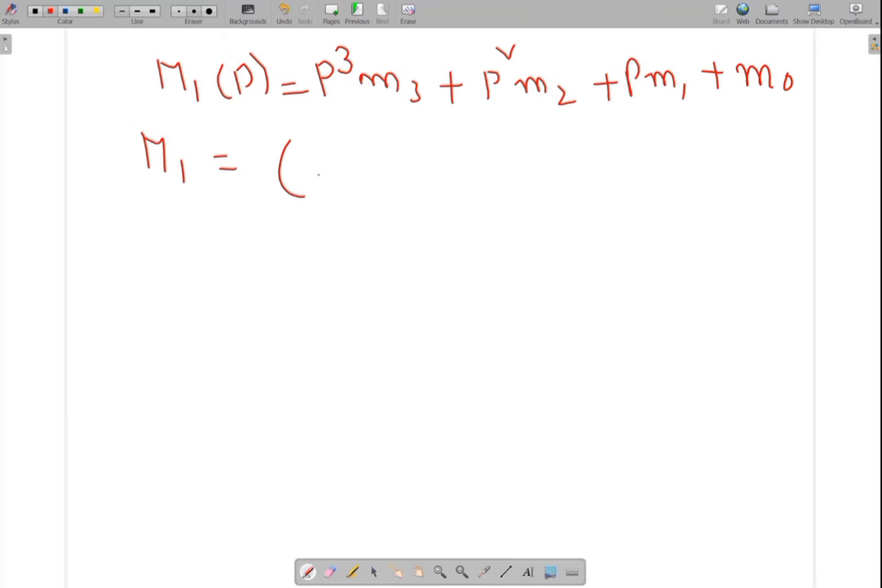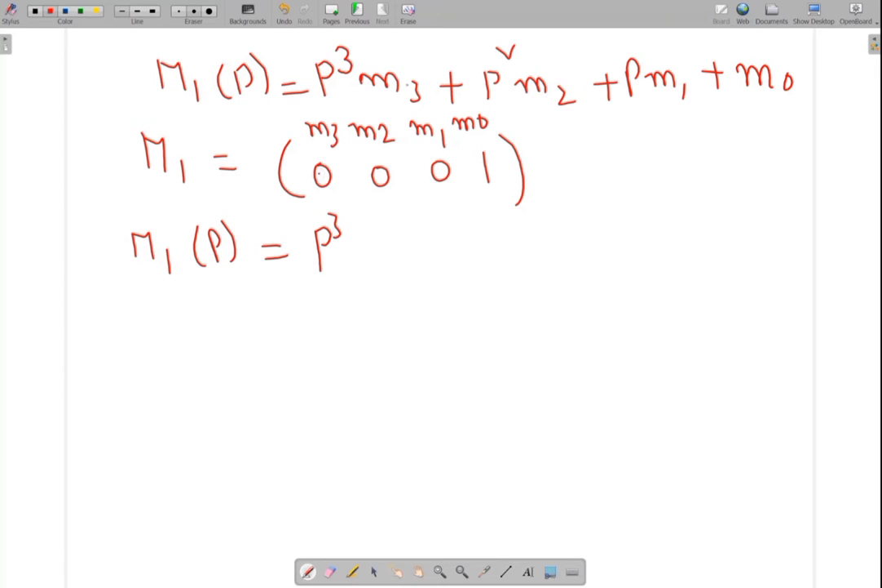The message vector is 0 0 0 1, that is m3 m2 m1 m0. Convert this into m1 of p is equal to, here, p cube into m3 is 0, plus p square, m2 is 0, plus m1 is 0 into p, m0 is 1. Therefore m1 of p is equal to 1.